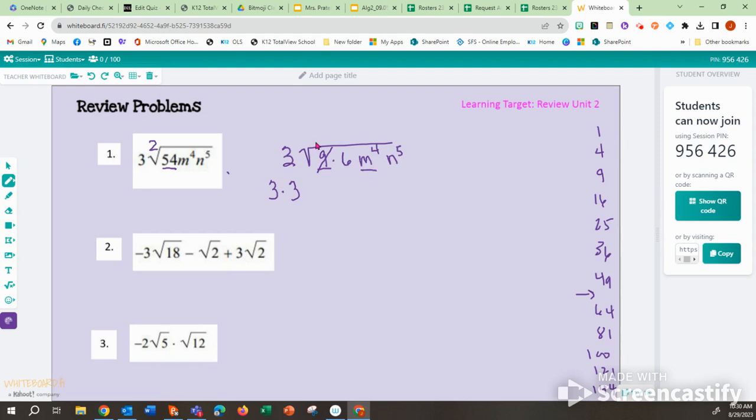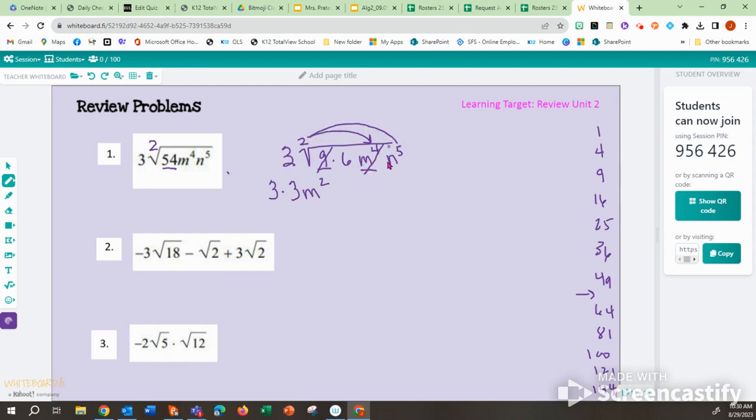I'm going to go to m to the 4th. My understood index is 2, so I'm going to divide the index into the exponent. That 2 is going to go into the 4 2 times. So m to the 2nd is going to come out. Since m to the 4th was a perfect square, I'm going to mark it out. And then I'm going to divide n into 5.